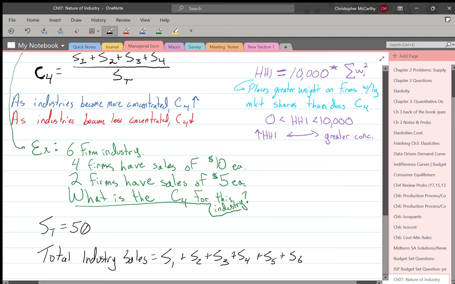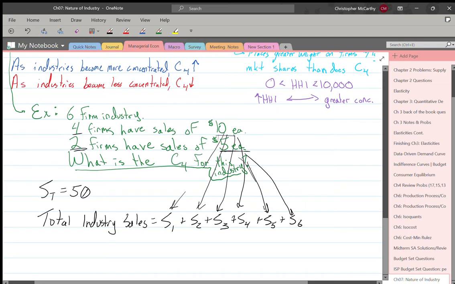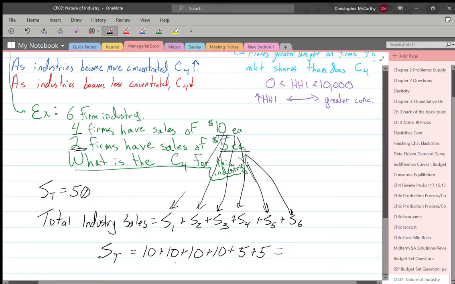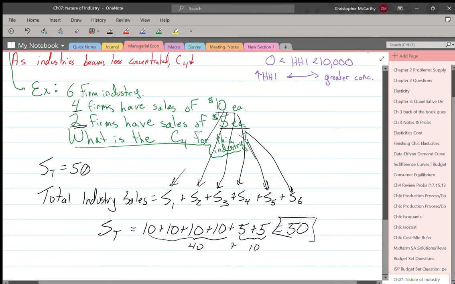And so what are we told? We're told that four firms have sales of $10 each, so 10 is going to go into here, here, here, and here. And then we're told two firms have sales of $5 each, so 5 is going to go right here and 5 right there. So we end up with total industry sales, ST, equal to 10 plus 10 plus 10 plus 10 plus 5 plus 5. Is that clear? That's our total industry sales. So $50, because we got four tens, so $40, and 5 plus 5 is 10. Got $50, right?